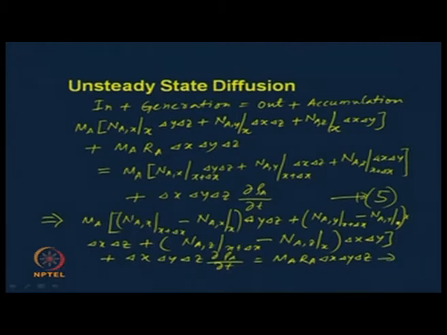So, this is equation number 6. Now, if we take the limit delta x tends to 0, delta y tends to 0 and delta z tends to 0, then divide by delta x, delta y and delta z both sides of the previous equation 6, both sides.